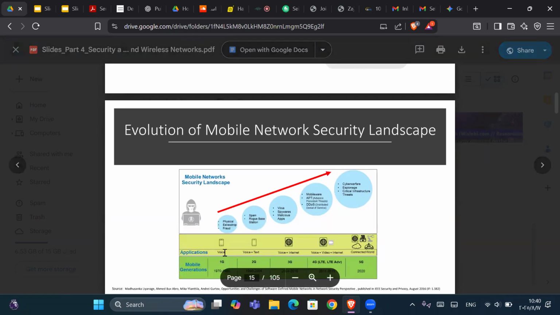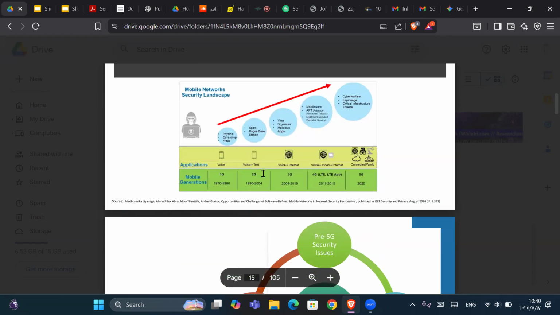In 1G, the main service was voice. In 2G, the main service was voice with text. In 3G, voice with internet, but slow internet. 4G was voice with video with high-speed internet. And 5G is a connected world for all types of devices, letting them connect to the world through the internet.